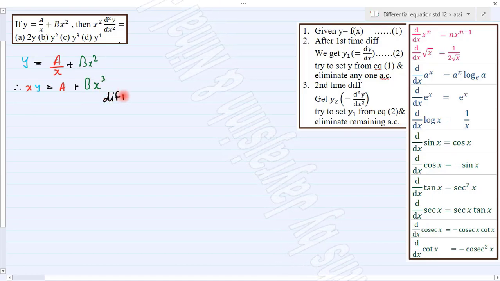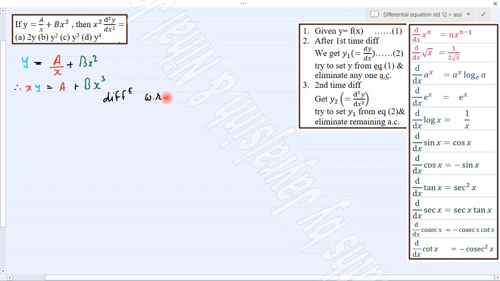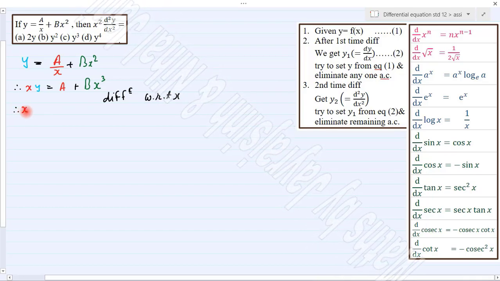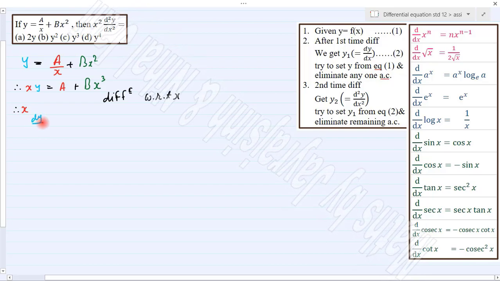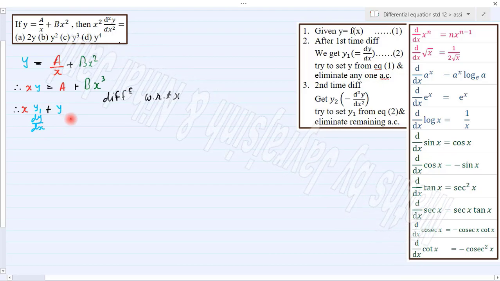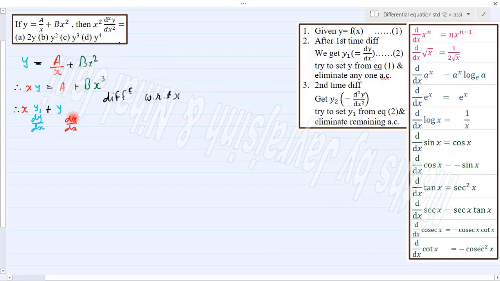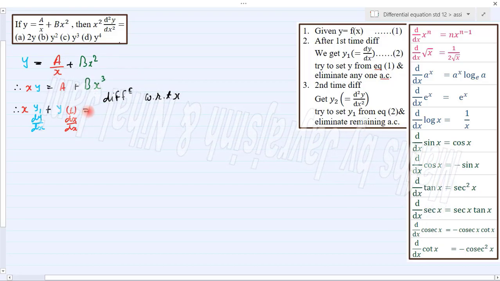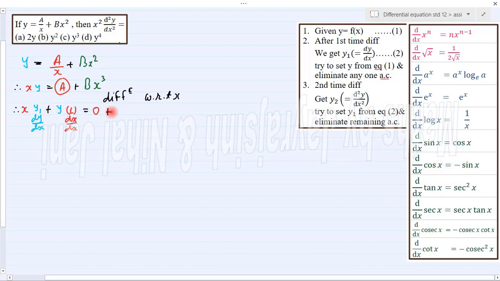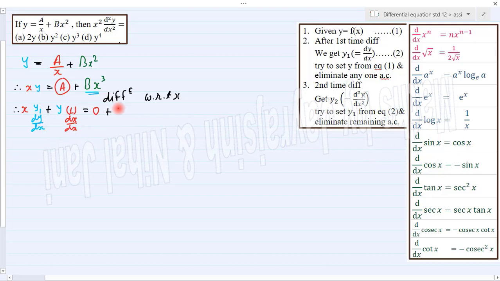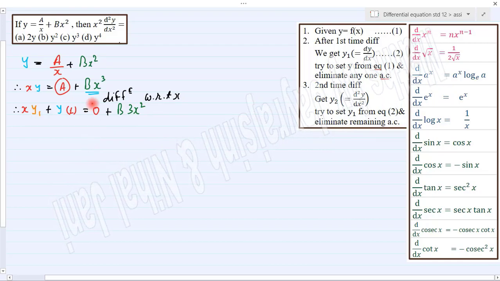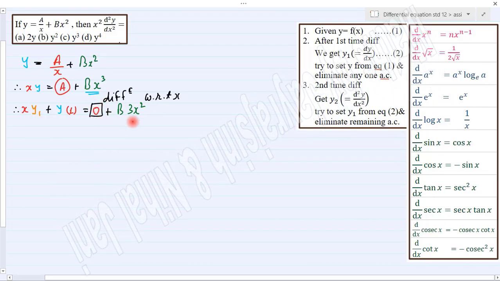So we are ready to differentiate our equation with respect to x. On the left hand side we have to apply the multiplication rule. x will be as it is, differentiation of y will be y1, plus y will be as it is, differentiation of x will be 1. On the right hand side, differentiation of a, which is a purely constant term, will be 0, and in the second term b will be as it is, differentiation of x cube will be 3x square. So here we eliminate one arbitrary constant.